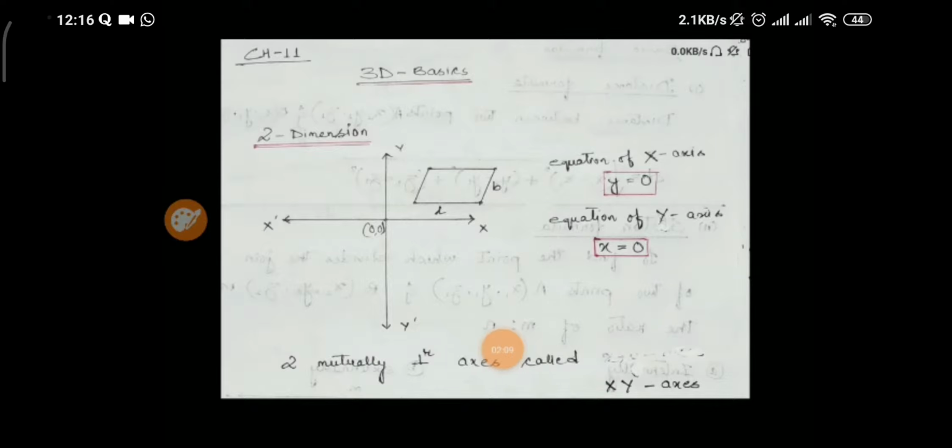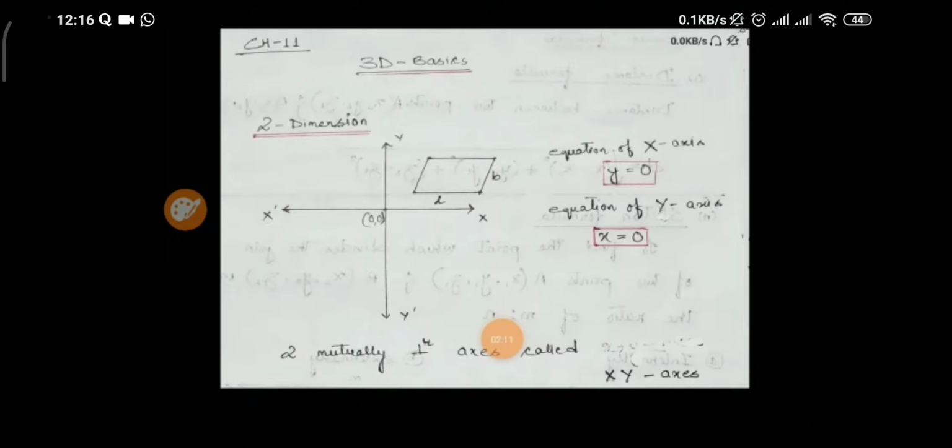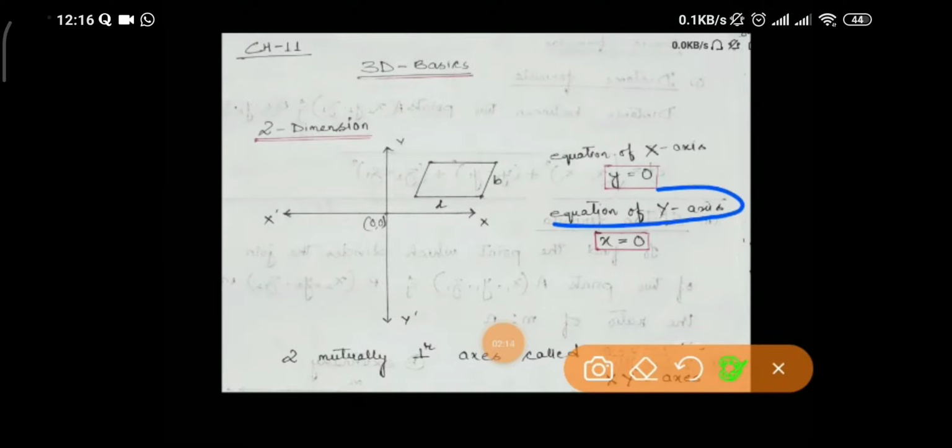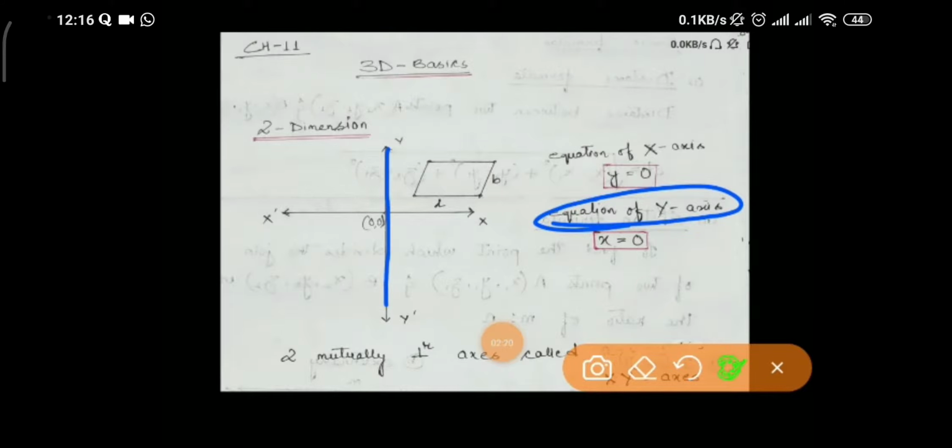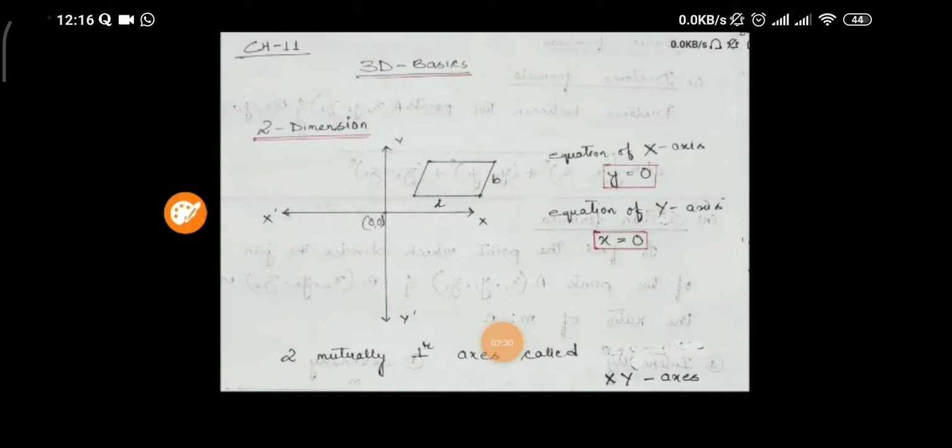So that is the equation of our x-axis. Similarly, if you want to find the equation of the y-axis, look at the y-axis, from where it is passing on the x-axis. This is passing from 0, 0. So that's why the equation will be x equals to 0. Now let's proceed to 3-dimension.